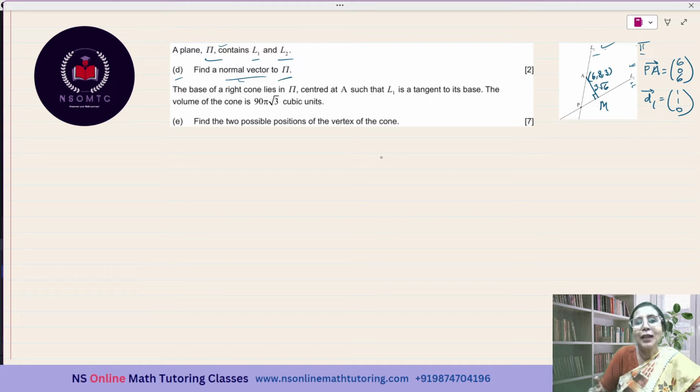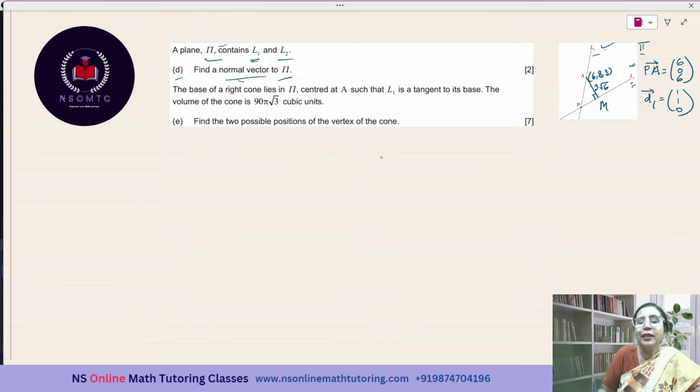These are intersecting lines. Therefore, a vector which is perpendicular to two intersecting lines lying on a plane will be perpendicular to every other line lying on the same plane, that is, perpendicular to the plane. Therefore, we have to get the vector product of these two direction vectors.